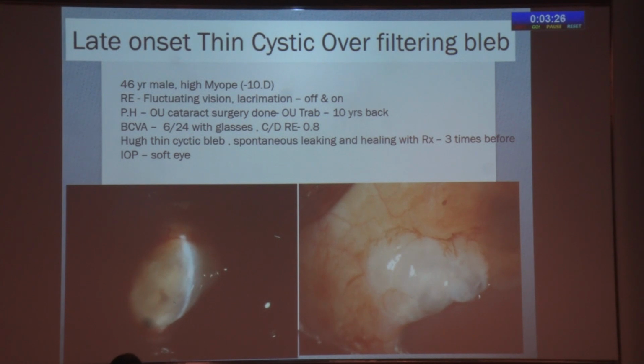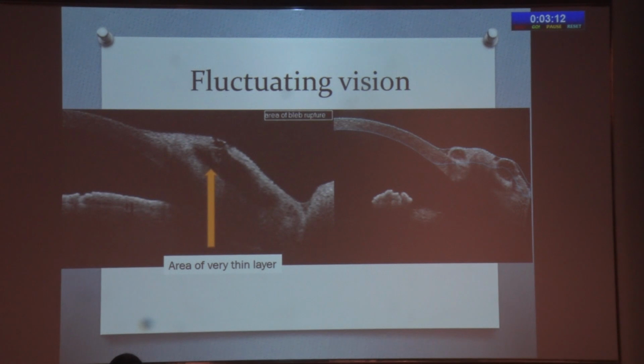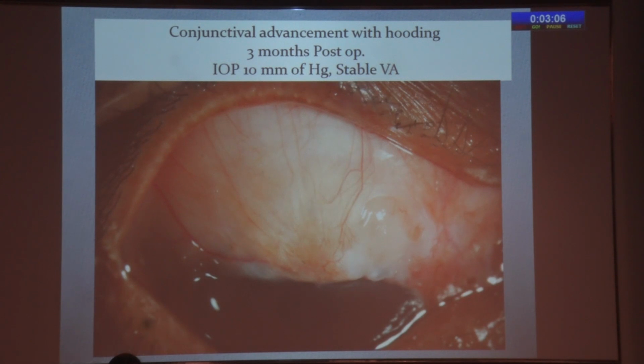Another male patient, high myope and a soft eye. Surgery was done long back. You can see the multicystic bleb, and it was a leaky bleb. Alternately, it healed, the leak will seal a little bit and patient will regain the vision. So it was a fluctuating vision. This is a very small thin area. And this patient had advanced conjunctival advancement with the hooding, and this is 3 months post-op.